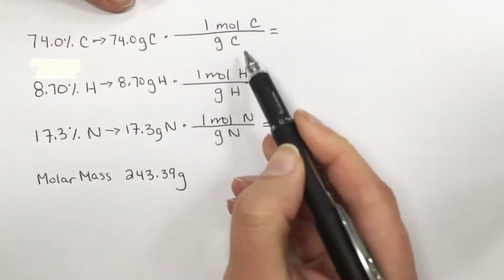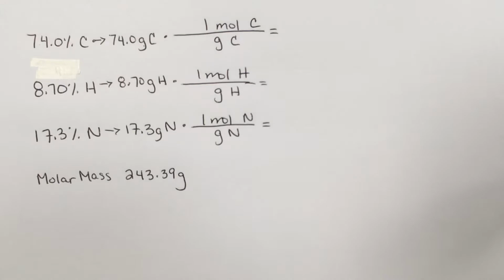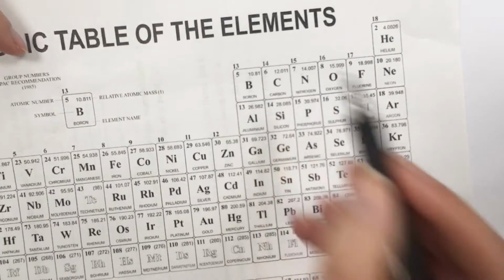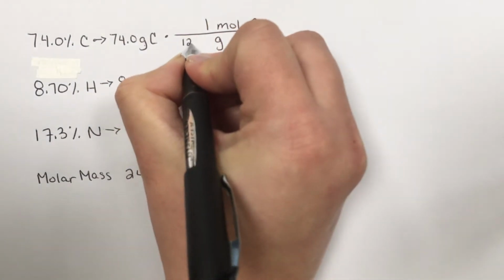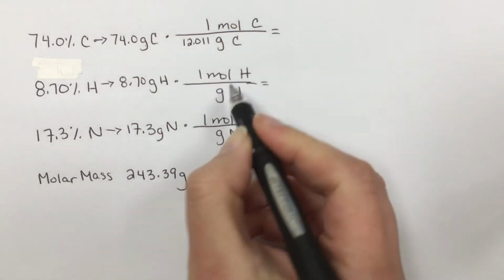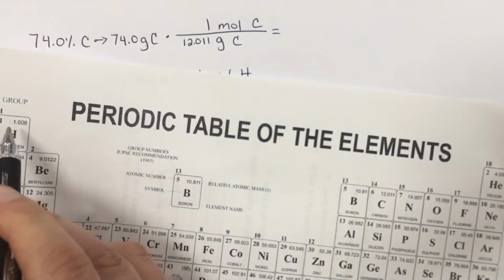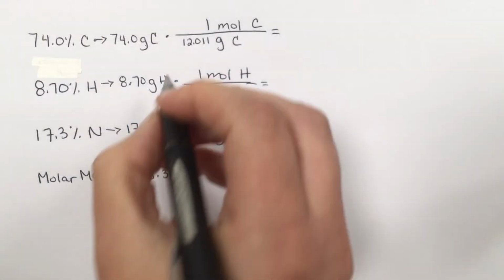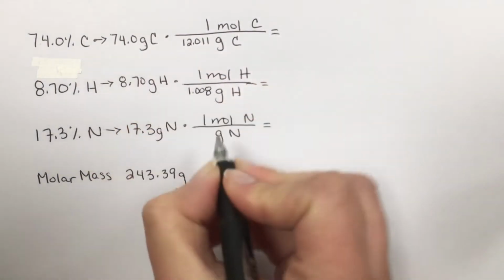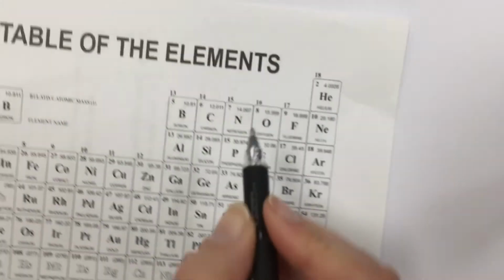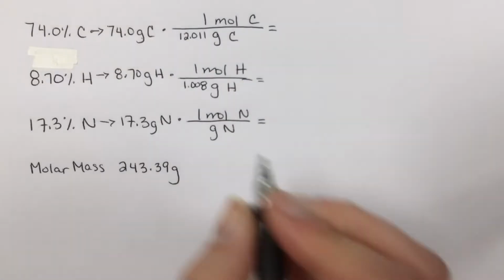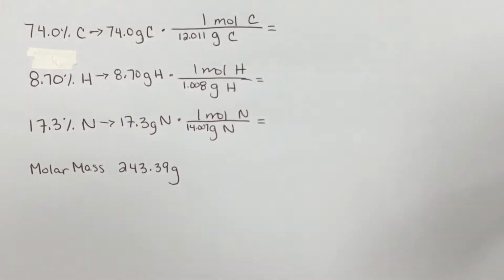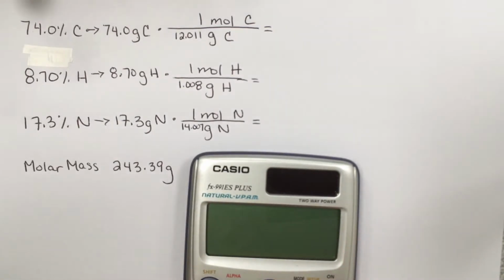All right, so for every 1 mole of carbon, where is my periodic table? Here. For every 1 mole of carbon, we have 12.011 grams. For every 1 mole of hydrogen, we have 1.008 grams of hydrogen. For every 1 mole of nitrogen, we have 14.007 grams. Okay, now we just put it in our calculator and we will have converted to moles.